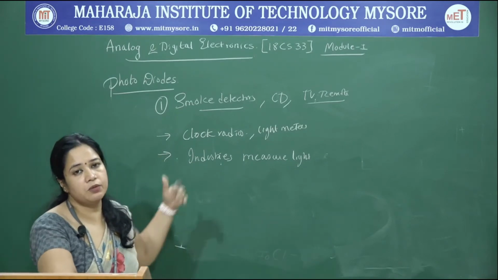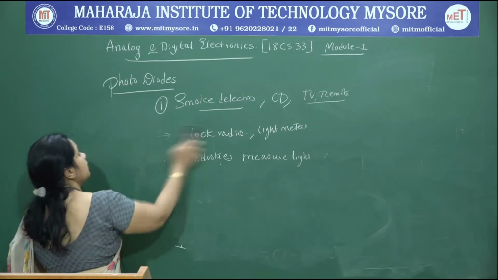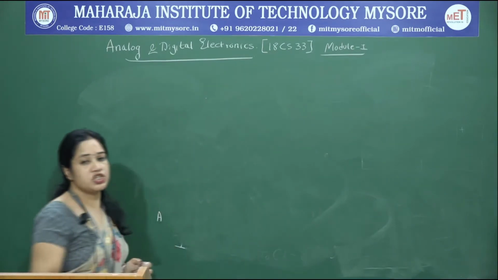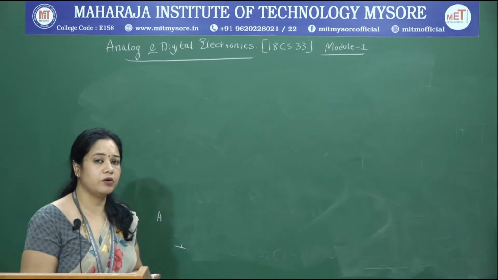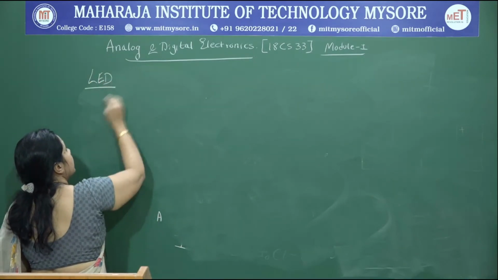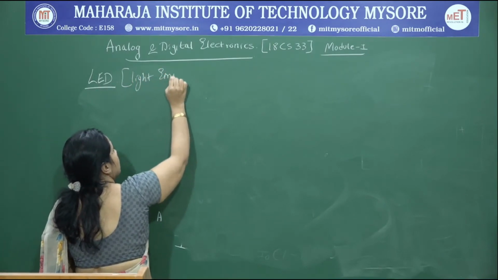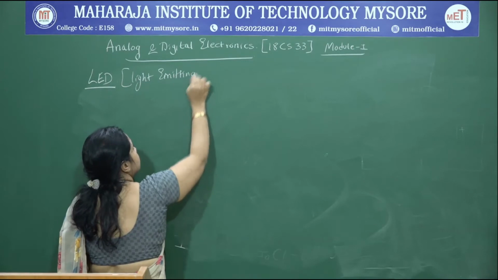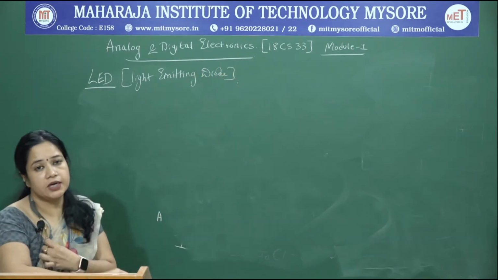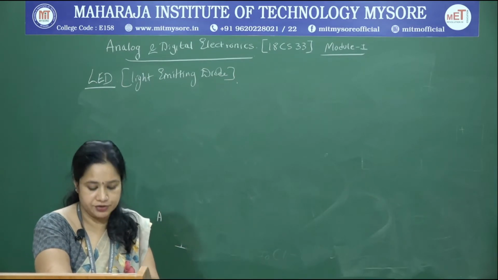So, with this we will move on to light emitting diodes. Light emitting diodes, as the name indicates, are diodes which emit light when they are forward biased. So, we will take up what a light emitting diode is, what the constructional details of a light emitting diode are, how a light emitting diode operates, and what their potential applications are.